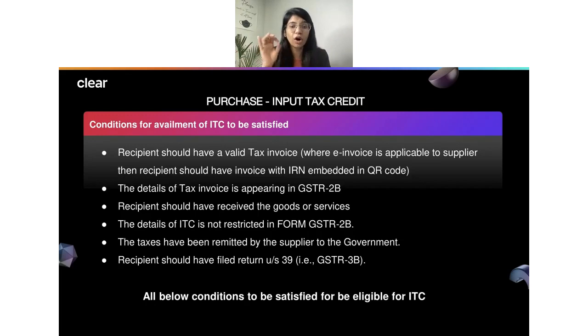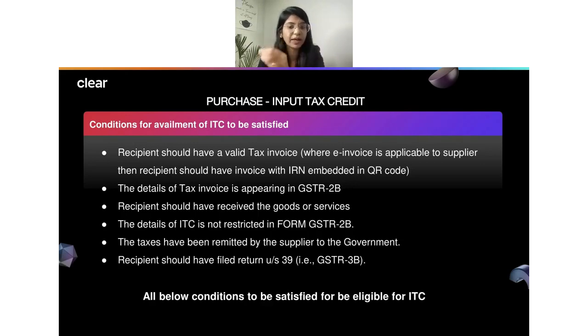You have clearly called out, okay, this is for my liability, this is ITC which I'm going to claim in GST 3B, and I will give you a very simple example for this. Today, if we look into the conditions of claiming ITC, we all understand that we should have a valid invoice. We should know that we have received the goods and the services.